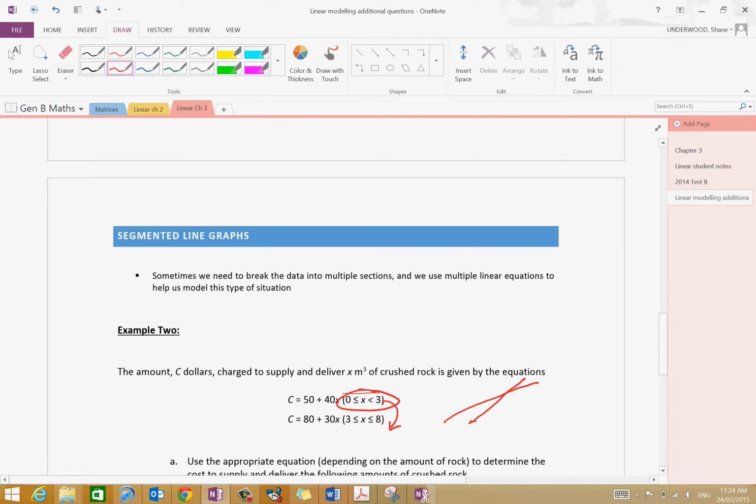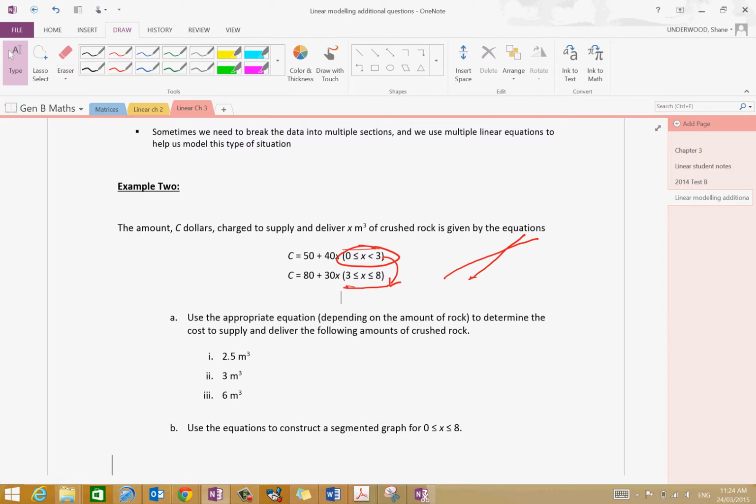Okay, but the thing is they're segmented, so we're only concerned with the values of x between 3 and 8. We're drawing that line there, and between 0 and 3, non-inclusive though, we're using the first line. Now, it says use an appropriate equation to determine the cost. Now you can see here that the cost in terms of x is 2.5. Which equation does it go into?